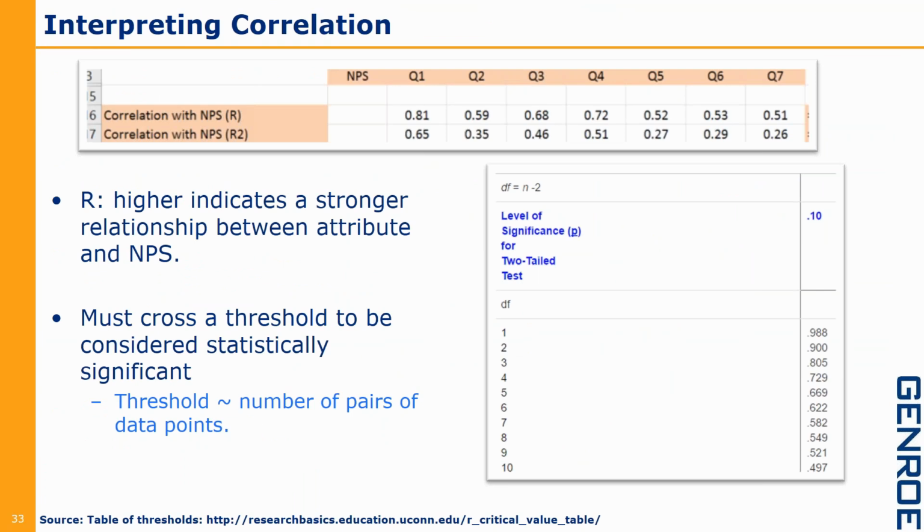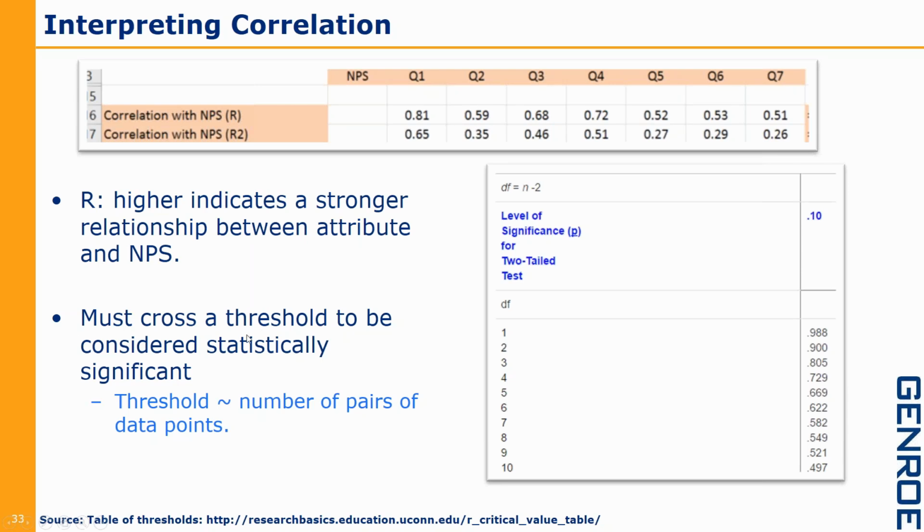So now we just want to interpret this correlation idea. This R number that you get is an indication of how strong, how linear that relationship is. So essentially a higher R indicates a stronger relationship between the attribute and NPS. So you'll see this one's 0.81, this one's 0.59. 0.81 is a stronger relationship than 0.52. So these two are more correlated. Or question 1 is more likely to be a driver of NPS than question 5 or 6.